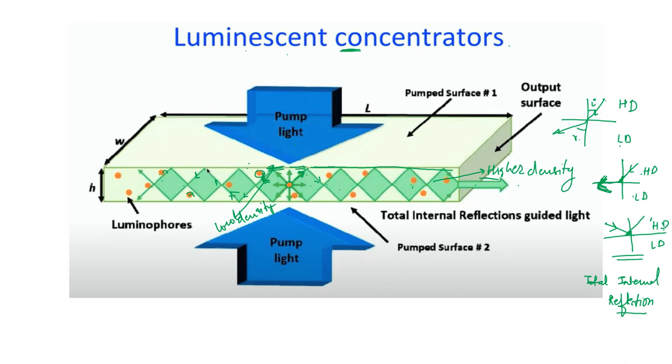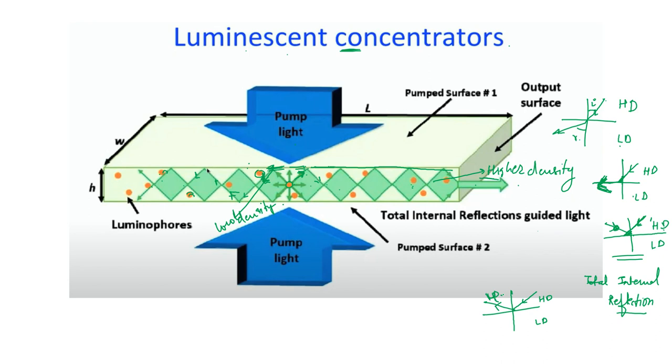And then further, if the density is reduced, the process may occur such that from the high density medium, the light is reflected back in the same medium. Actually, here the arrow is wrong. The light will not go to the low density medium. It will be reflected in the high density medium itself. Okay. This process is called total internal reflection, which happens in the cavity because of the density difference, that is high density and low density.